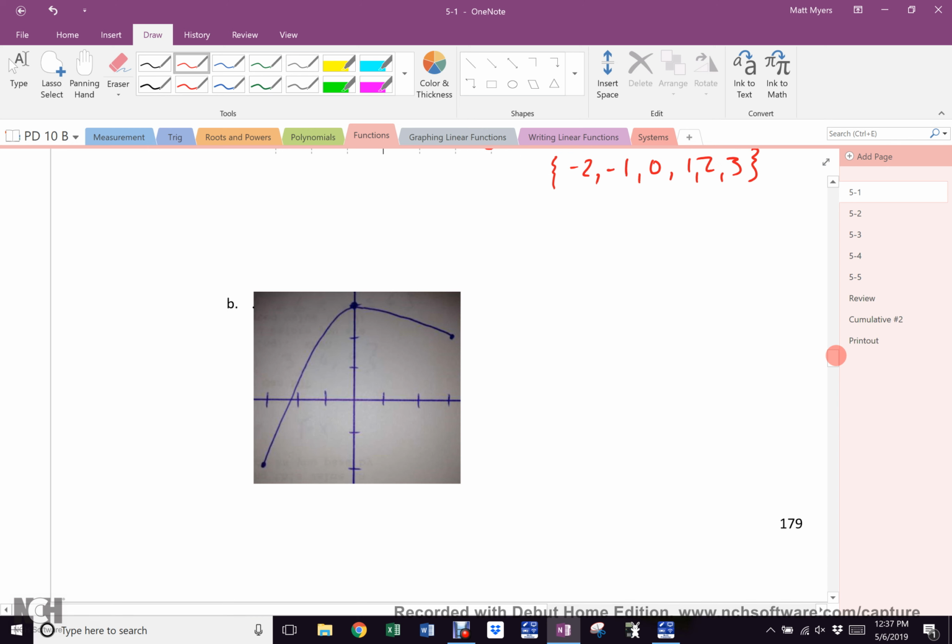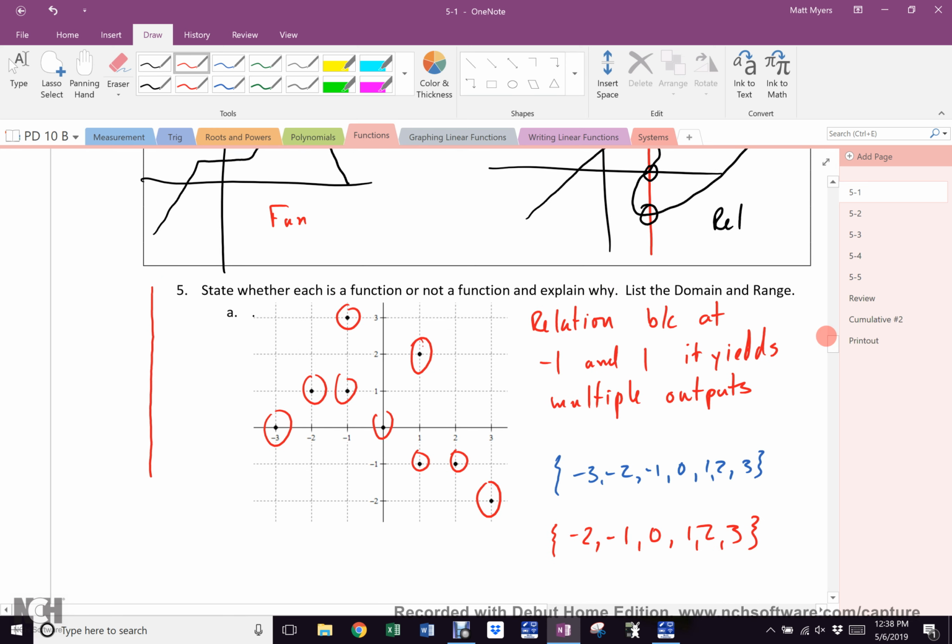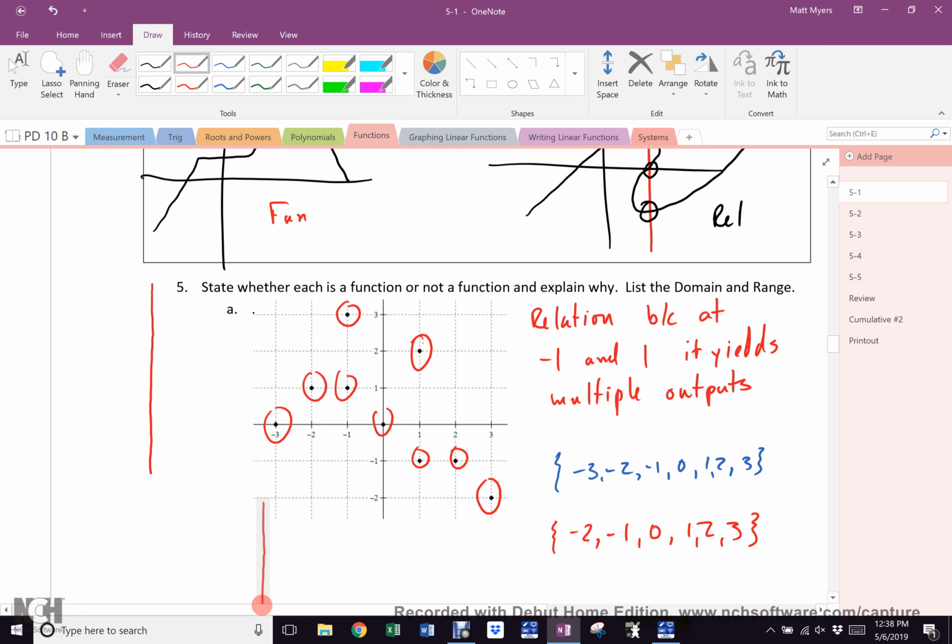What's different on B? It's a line. Is it a graph? So can I check with the vertical line test? So if I bring my red vertical line down here, what's going to happen?